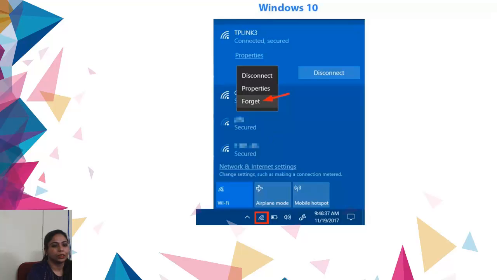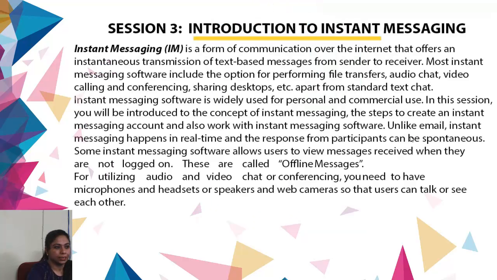Right? Then comes your next session, that is introduction to instant messaging. The next part in your syllabus is about instant messaging. You must know about instant messaging, the messages that you send through WhatsApp, the most common one. Okay, so let's see this. Instant messaging, also known as IM, is a form of communication over the internet that offers an instantaneous transmission of text-based messages from sender to receiver.